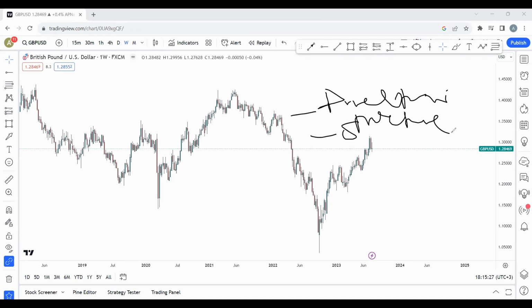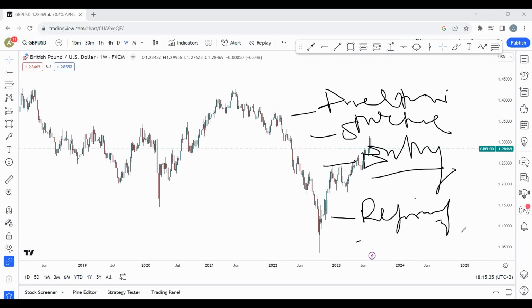Where do I get the structure from? And then where do I get my entry from? The fourth one is just a minor one, which is the refining. Where do I refine my analysis from, or what I want to trade? So just a reminder, we need direction, we need structure, we need entry, and refining is a by the way. But these three are a must in case you want to have a proper method or structure of analysis.